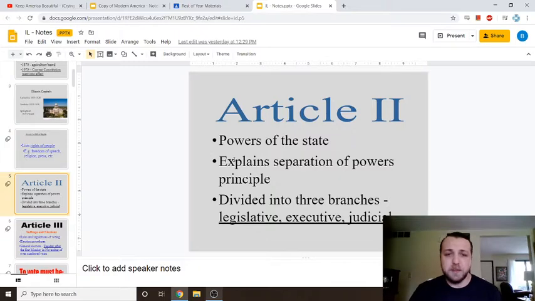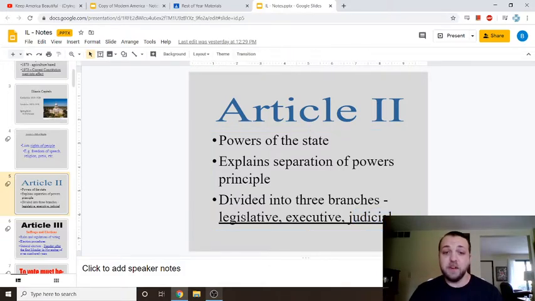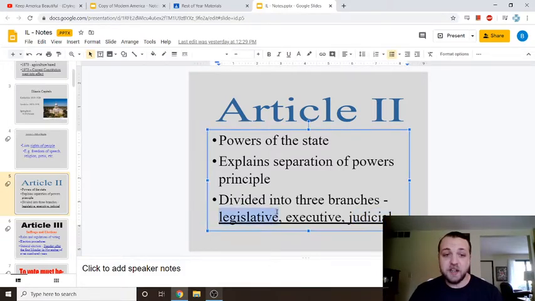Article 2 describes the powers of the state. It explains the separation of powers, and it divides our government into 3 branches: the legislative branch, the executive branch, and the judicial branch. These in structure are very similar to the federal government. The legislative branch is going to contain an Illinois House and an Illinois Senate.